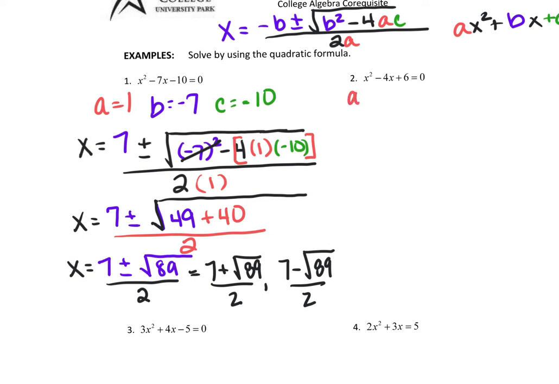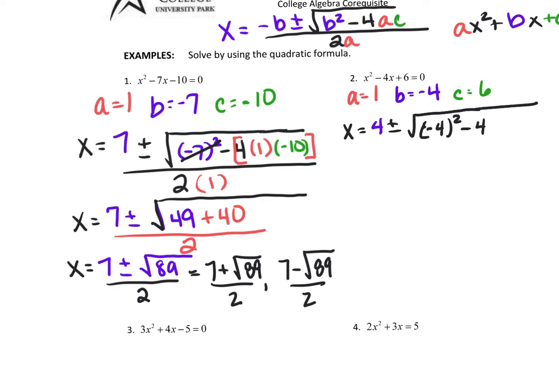Again, we're going to identify a, b, and c. So a is equal to the number in front of x squared, which is 1. b is the number in front of the x, which is -4. And c is the number in the back, the constant, which is 6. So we'll plug into our formula. x is equal to the opposite of b, so that'll be 4, plus or minus the square root of b squared, so that'll be -4 squared, minus 4 times a times c, all of that divided by 2 times a.